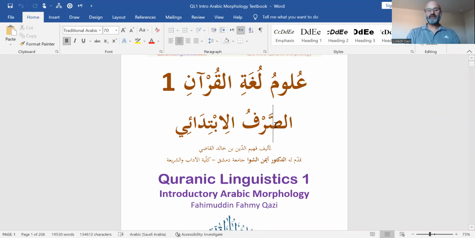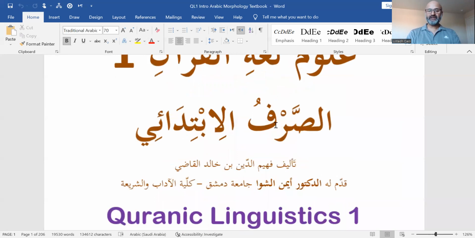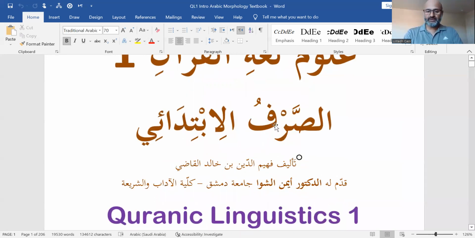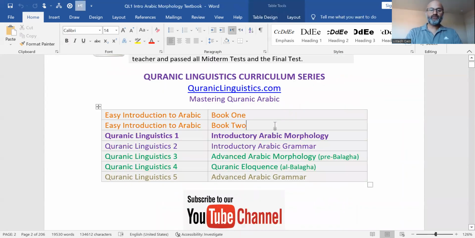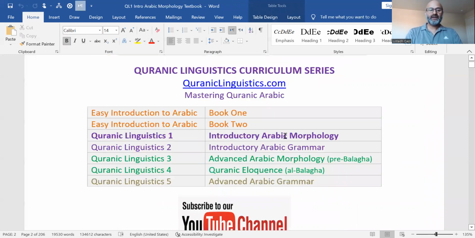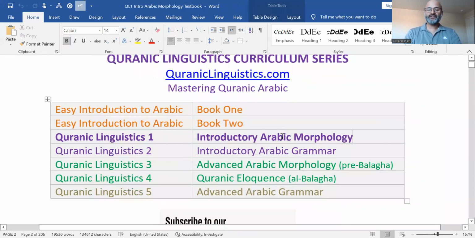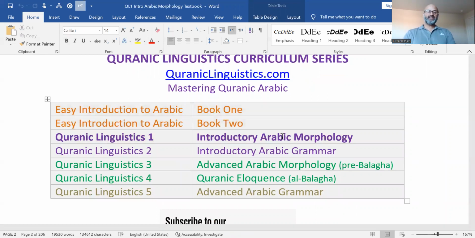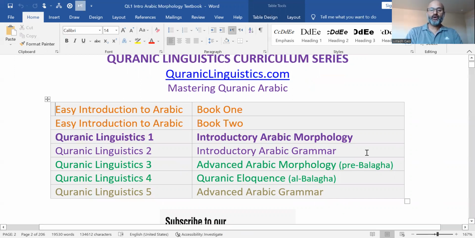Let's start by getting ourselves familiar with this textbook. This is level 1 of Quranic Linguistics series. Of course, this is not the first course in Arabic for anyone. It assumes you've had Easy Introduction to Arabic books 1 and 2 before, or equivalent knowledge of Arabic, which could be acquired in about 6 months or more.